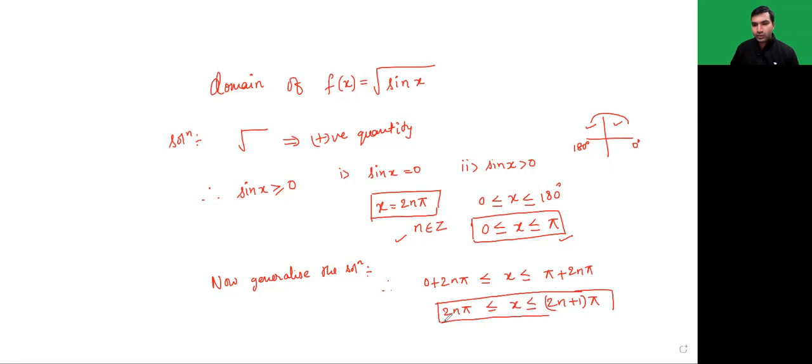for which under root sin x is defined. I hope you understood the question.